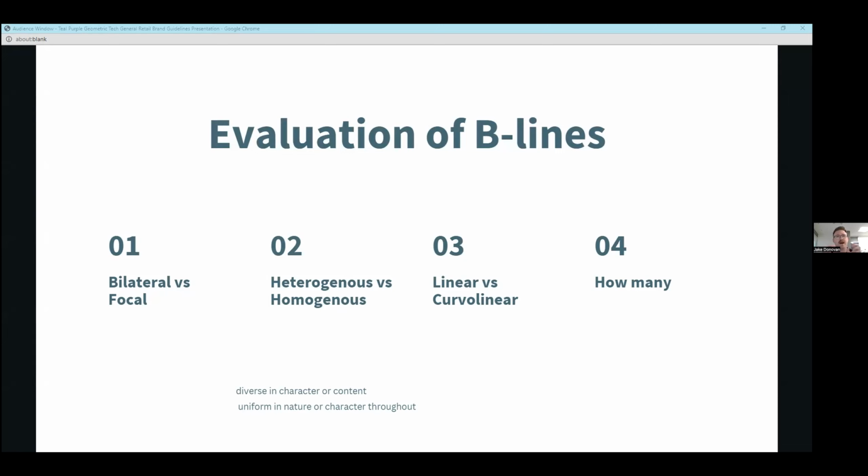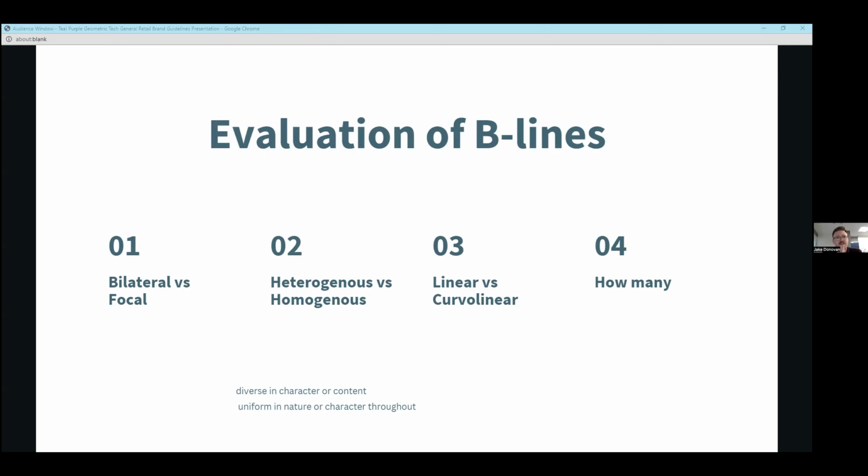First is, are they bilateral or are they focal? So bilateral B lines, let's say we're using the BLUE protocol for instance here, and we've got 4 anterior points with multiple B lines. That paints a really strong picture of pulmonary edema. Whereas if you have multiple B lines in one intercostal space or on one lung but not the other, that paints more of a pneumonia picture.